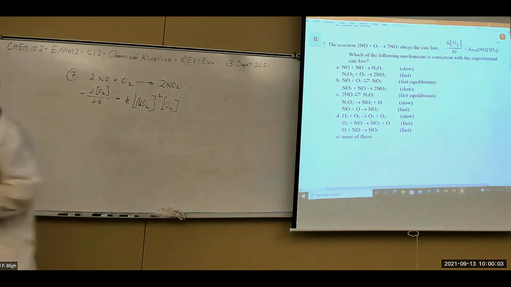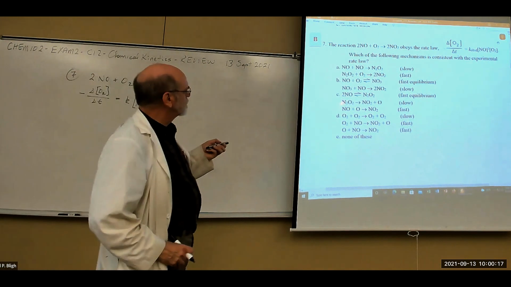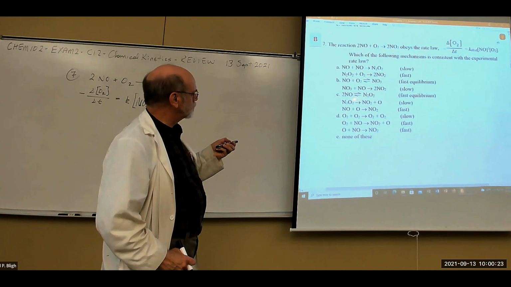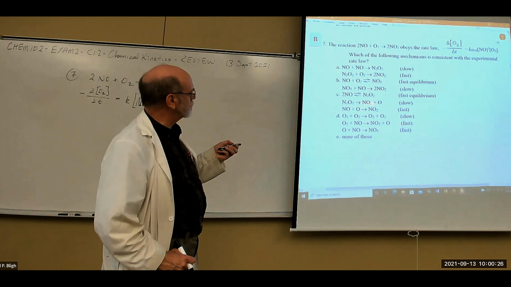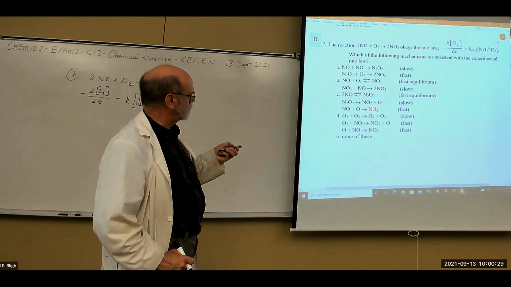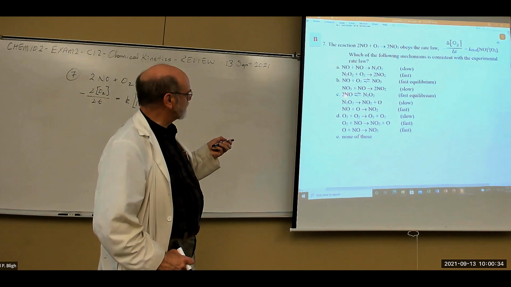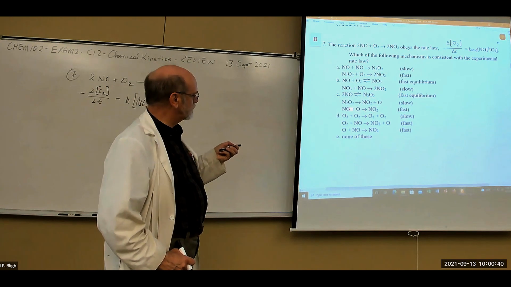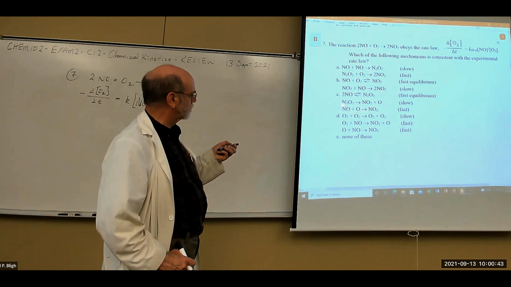Is that right? Am I missing something? 2 NOs, N2O2 cancels. And here's an NO2. We need another one. There's another NO2. This one cancels. That NO is on the same side as this one. So this one can't be in. Right? It doesn't meet the first condition. We throw that one out.